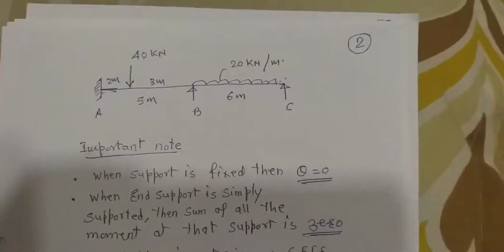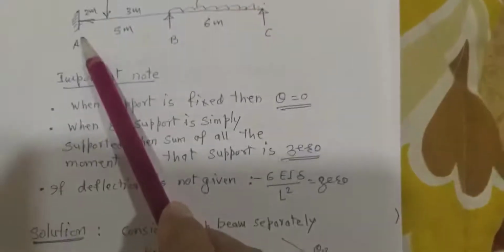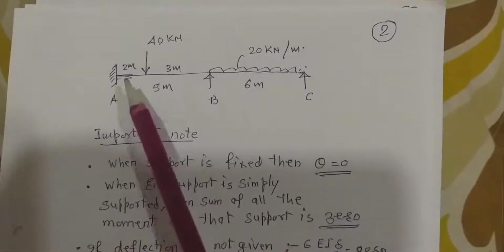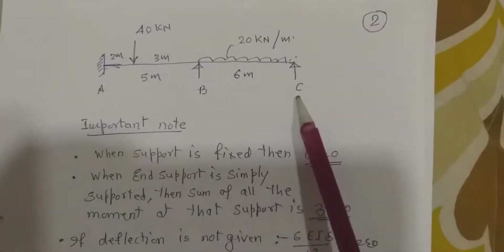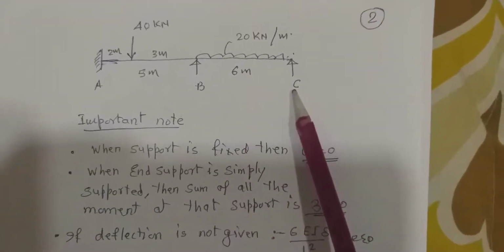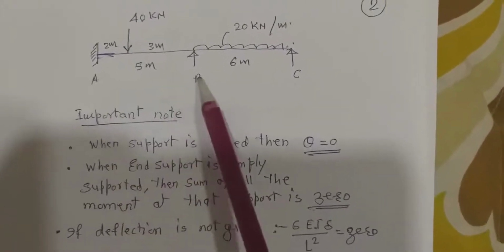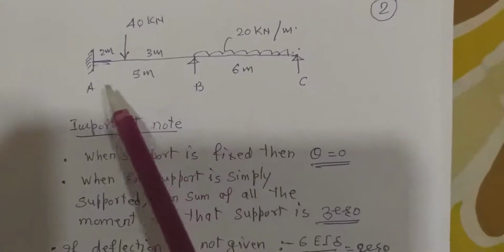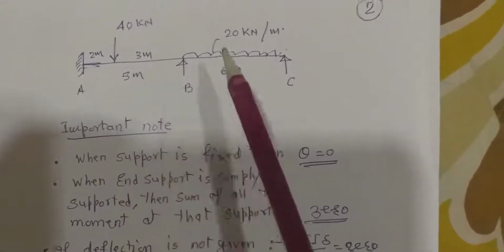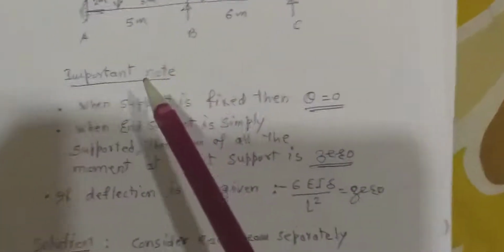I am taking a continuous beam with support A as a fixed one, support B an intermediate support, and support C again a simple support at the end. In between supports A and B there is a point load acting at a distance of 2 meter and 3 meter, with a total span of 5 meter. Between B and C there is a uniformly distributed load of 20 kN per meter.